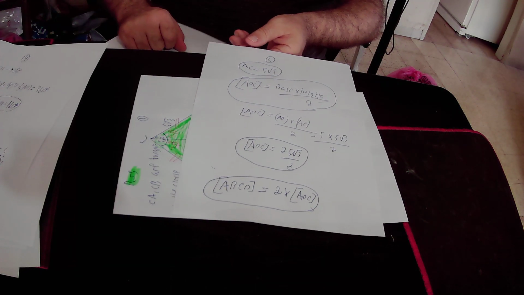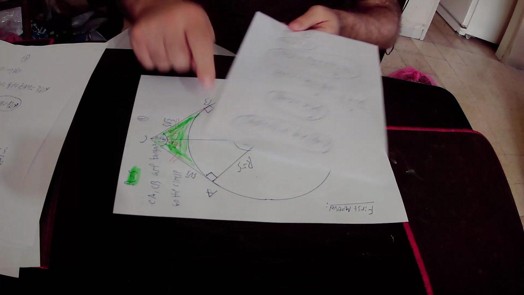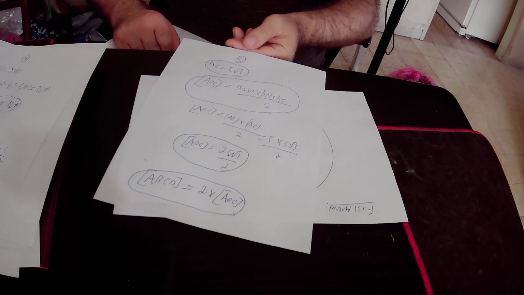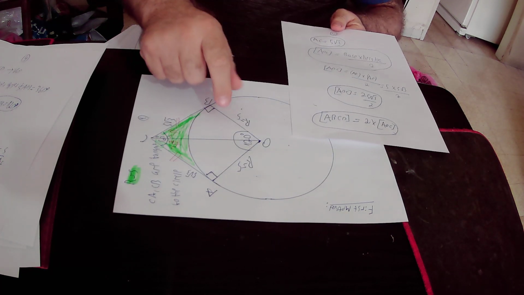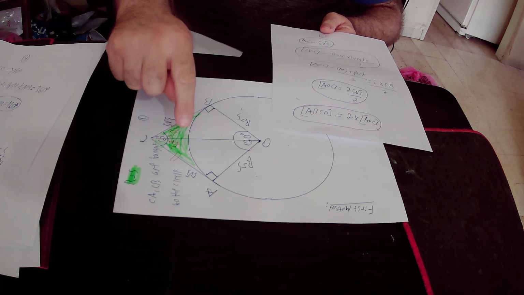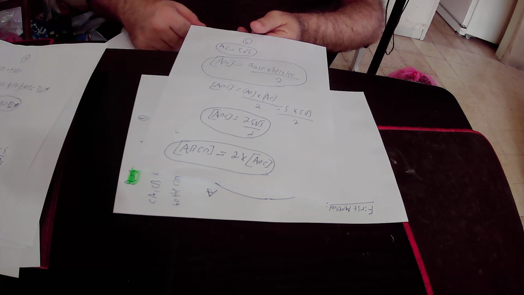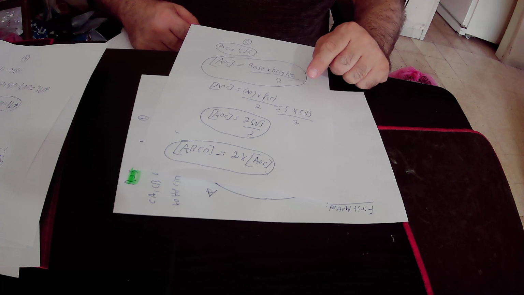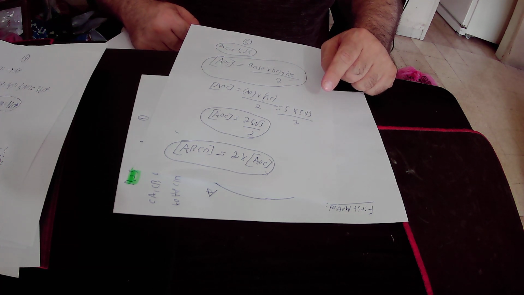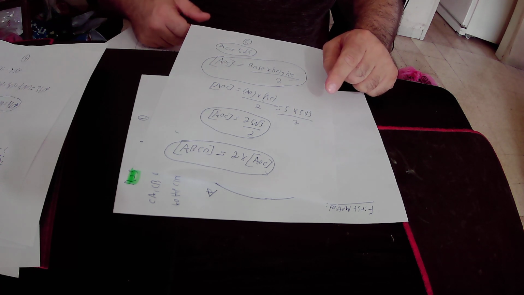And the area of triangle AOC equals the base of the triangle times the height over 2. The base is AO, that equals 5 units, and the height is AC, that equals 5 times root 3. So we multiplied them by each other and we got that the area of triangle AOC equals 25 times root 3 over 2.